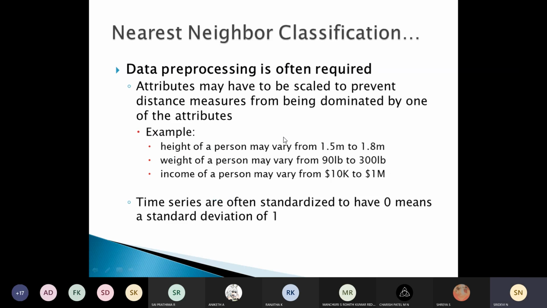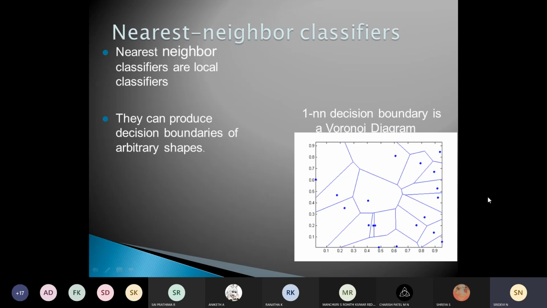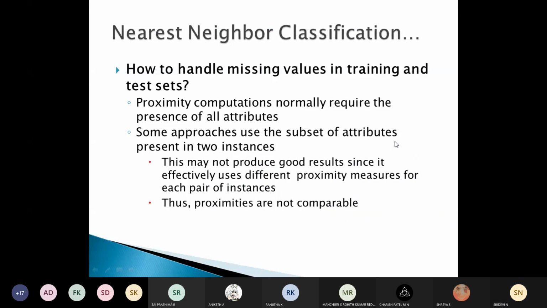For this, data pre-processing is often required. You may have to scale to prevent distance measures from being dominated by one of the attributes. Pre-processing is also required to handle missing values in training and test data. Proximity computations normally require the presence of all attributes, and some approaches use a subset of attributes present in both instances. This may not produce good results since it effectively uses different proximity measures.